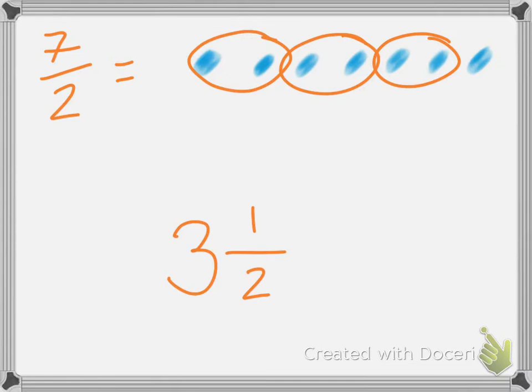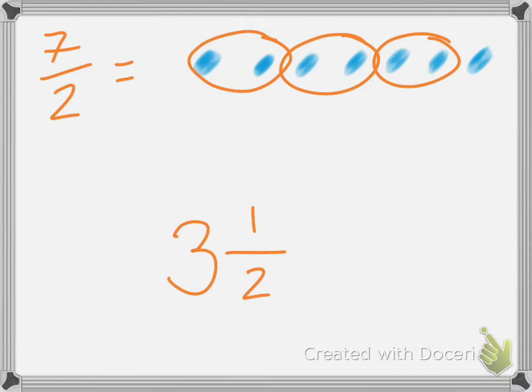You can use the dot method. The dot method gets a little bit annoying when you have stuff like 86 because you don't want to draw out 80 dots and then group them in groups of 6. But it works very well if you're having trouble in the beginning.